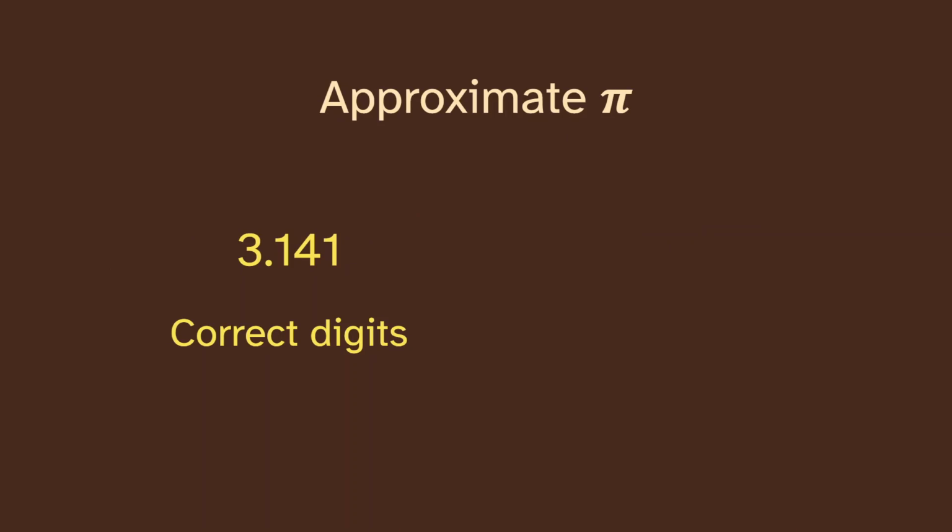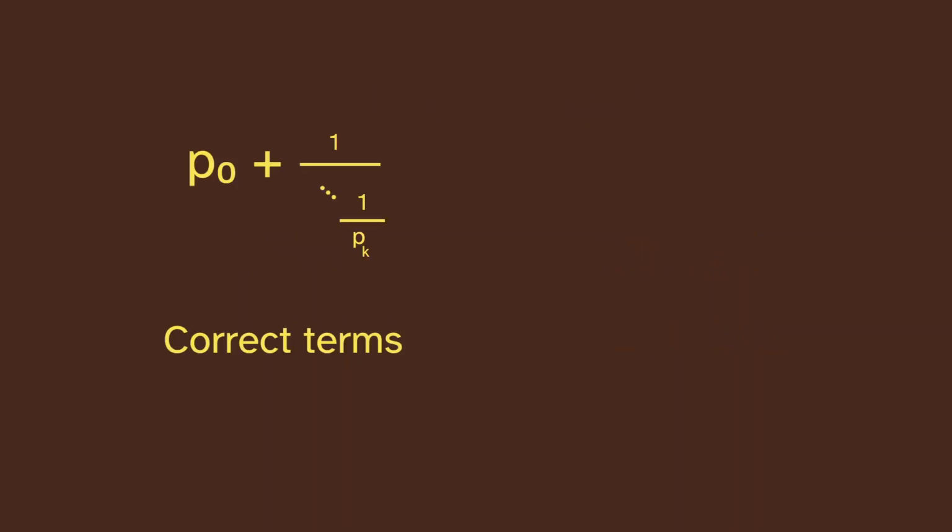3.141 has all correct digits, but 3.14162 is closer to pi. So both of these approximations have their merits. The one we choose just depends on what we're looking for. And similarly, we can use this approximation to get all correct terms, or this one to get a closer result. It just depends on what we're looking for.